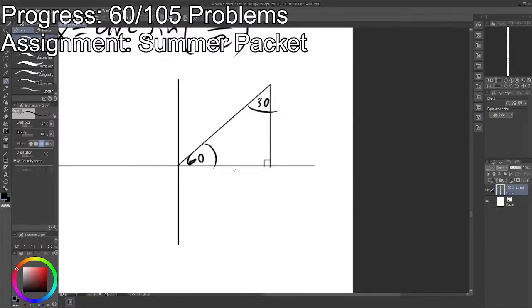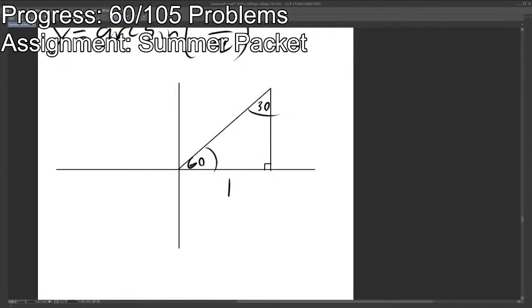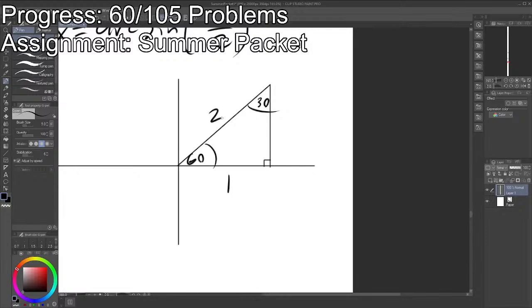One is across from 30. Two is across from 90. And what is it? The square root of 3 across from 60. Okay.